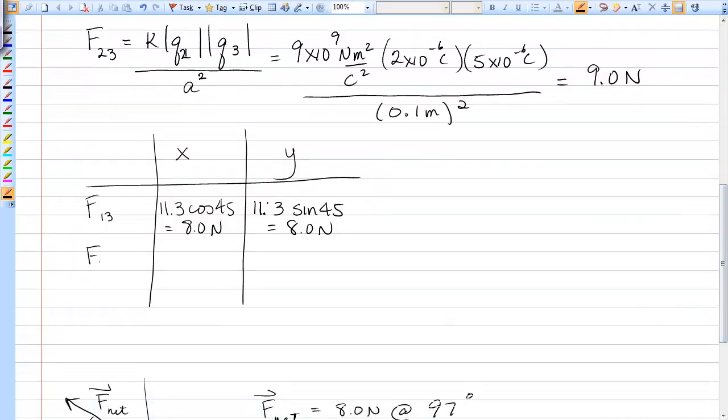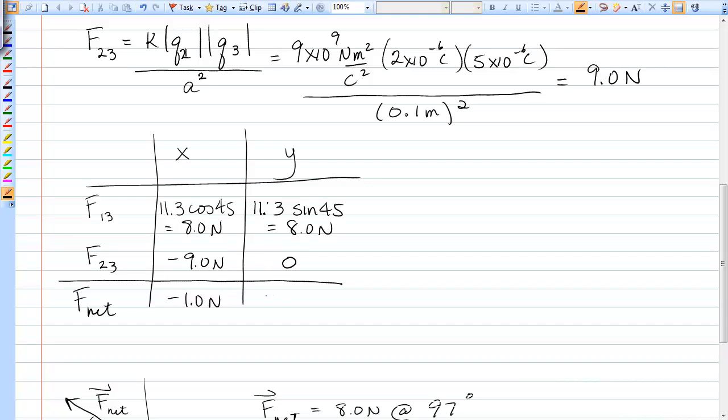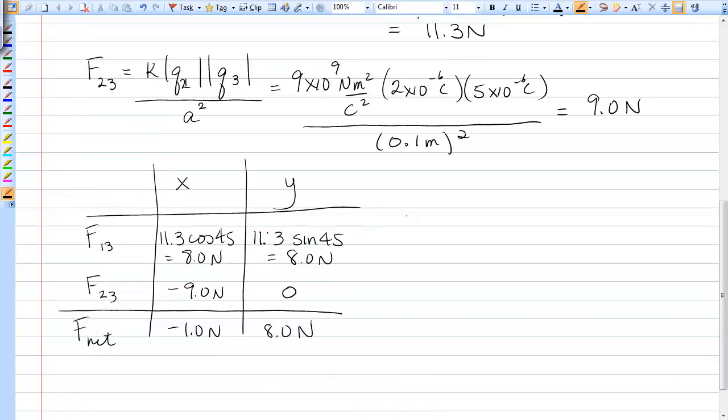Now for F23, it has an x component in the negative direction, negative 9, but it doesn't have a y component, so that's 0. So the vector sum of these two forces, F net, is equal to negative 9 plus 8, which is negative 1, and 8 plus 0, which is 8. Now we can write this net force in i hat, j hat notation as negative 1 i hat plus 8 j hat newtons.